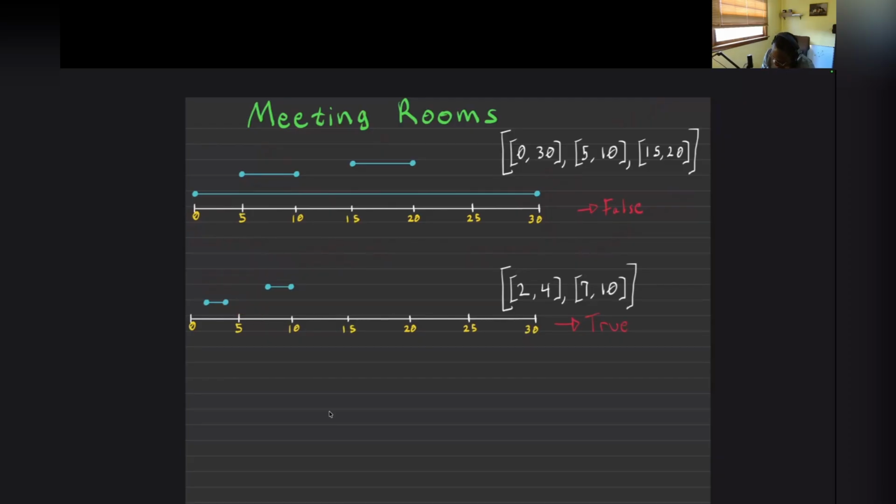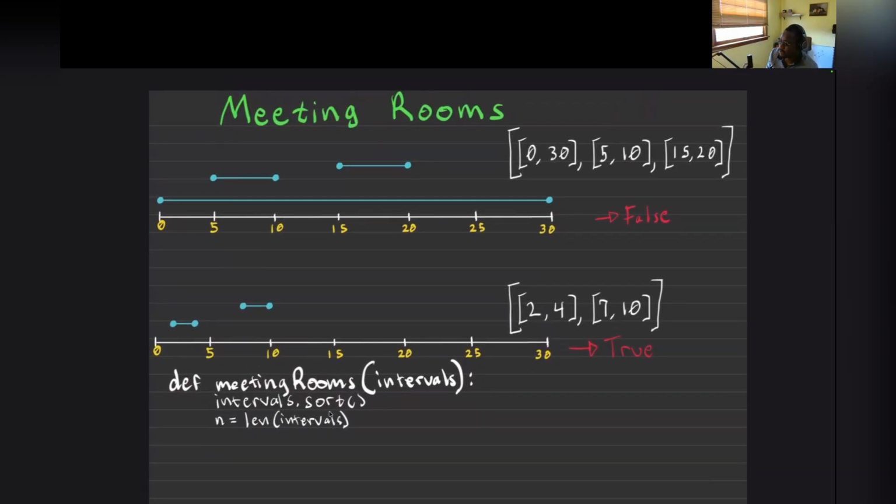So let's draw out the function signature here. We'll say define meeting rooms, and it'll take in intervals, of course. And like I mentioned in the beginning, the first thing you have to do is sort intervals. All right, intervals.sort. And let me get the length of intervals into a variable n, okay? So n is equal to the len of intervals.